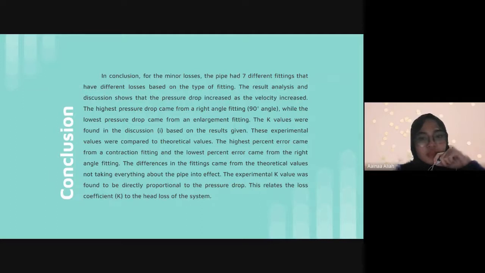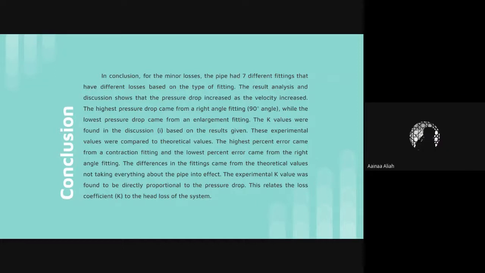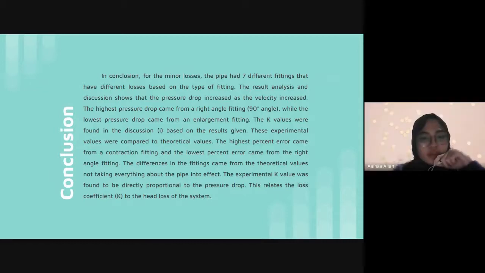The key values are found in the discussion in part 1, based on the results of these experimental values compared to theoretical values. The highest percent error came from a contraction fitting and the lowest percent error came from the right angle fitting. The differences in the fittings came from the theoretical values not taking everything about the pipe into effect. The experimental K value was found to be directly proportional to the pressure drop, and we can see that this relates the loss coefficient K to the head loss of the system.